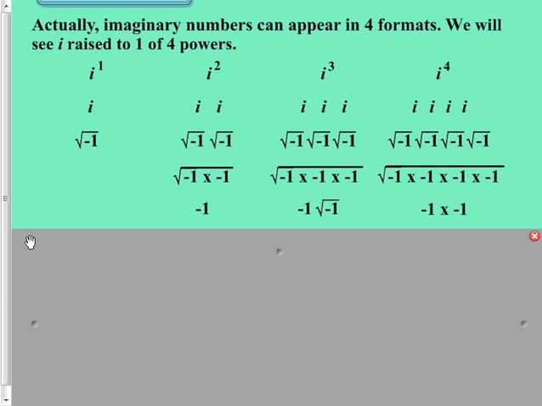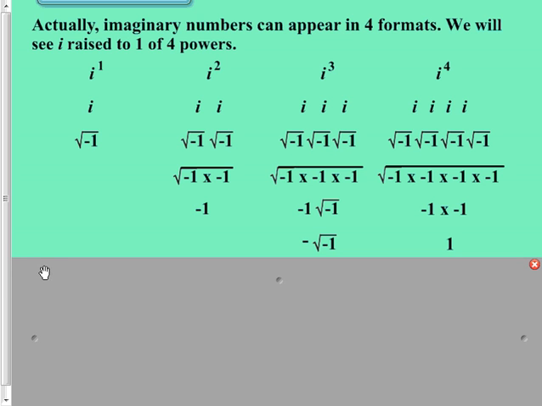i squared is now at -1. i cubed is at -1 times the square root of -1. And i to the fourth is at -1 times -1. Now i squared is simplified as far as it can go. i cubed can be cleaned up slightly. There's no reason to say I have -1 square roots of -1. The one outside of the radical can actually be dropped and just say negative of the square root of -1. And on i to the fourth, -1 times -1 is +1.